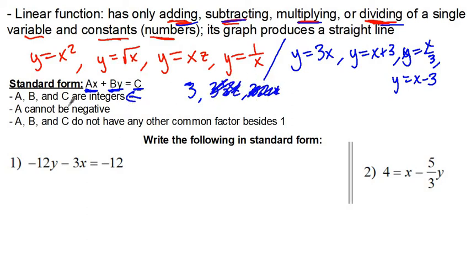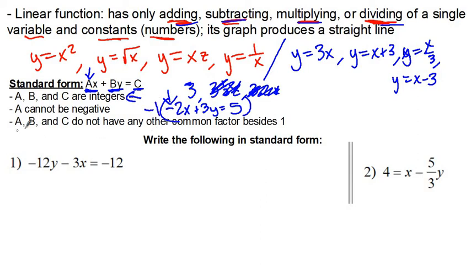The other condition for standard form is that a cannot be a negative number. So for example, if I wrote an equation like this, negative 2x plus 3y equals 5, that's not in standard form because this a number, remember a is the number attached to x, it's not positive, it's negative. So the way that you could fix that is multiply everything by -1.